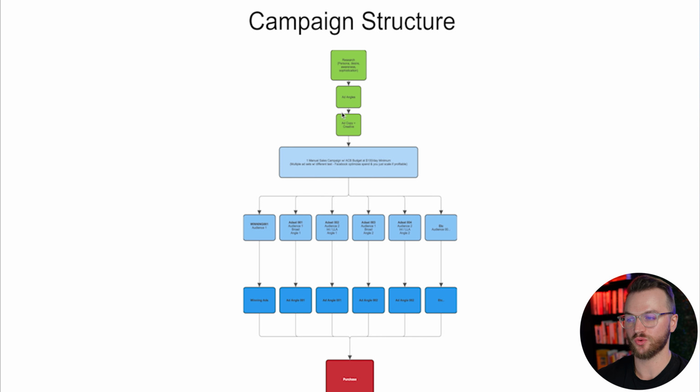When it comes to the actual campaign structures and setups, this becomes a lot easier once we have our ad angles, as far as how we test those ad angles to find winning ads and scale them. So once we start to devise our ad angles, right, and we have our ad ideas, and I'll show you a little bit more about how to do that, we're going to go ahead and create our manual sales campaign. This is using an Advantage campaign budget. We recommend using a $100 per day minimum.